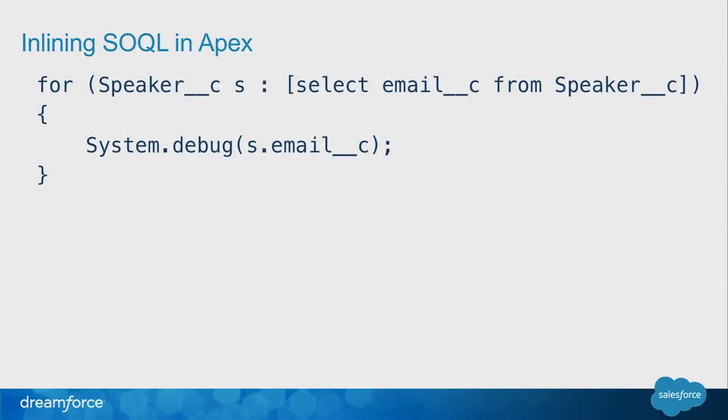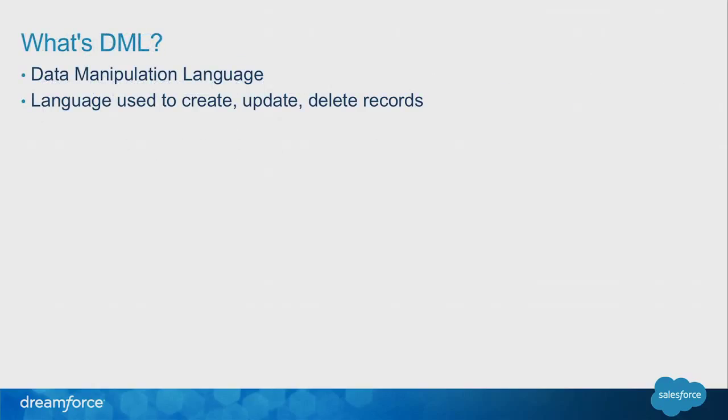So again, I showed you, we also did this. We kind of skipped ahead. We did inlining SOQL and Apex. I said select name, but you can do select email. So if everyone's following along, was everybody able to execute the SOQL? Were you able to get the query results back? Okay, good. So now we're going to talk about DML.